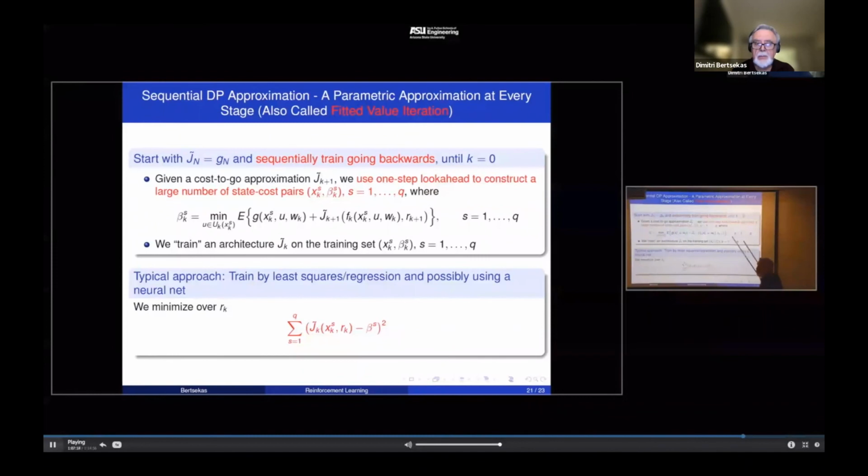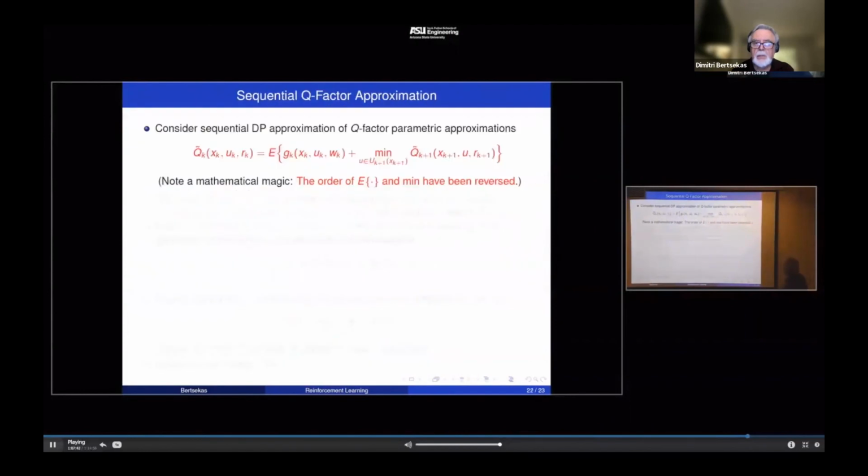Well, here's where Q factors can come into play. Okay, we have talked about approximating cost functions, but Q factors are also cost functions. They are the costs of state action pairs. Okay, so we might as well approximate Q factors and do the same thing, go backwards starting from the end. So this is what this slide is about: sequential Q factor approximation.